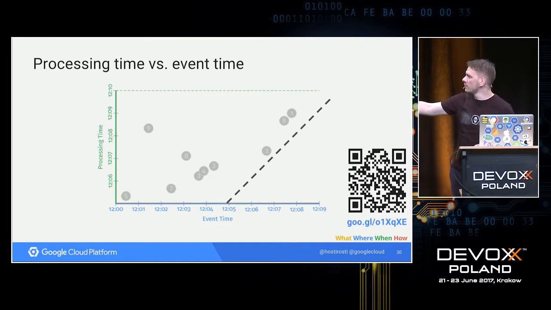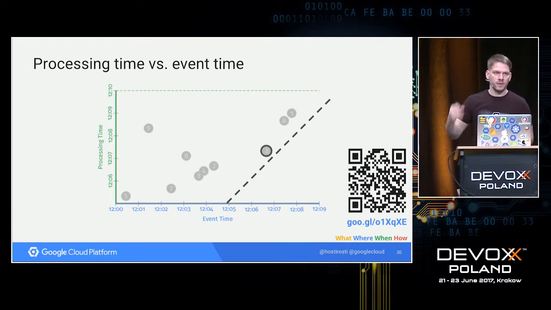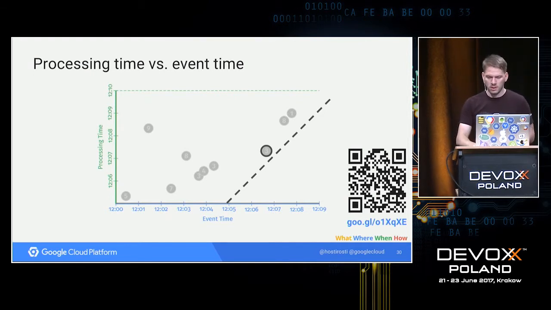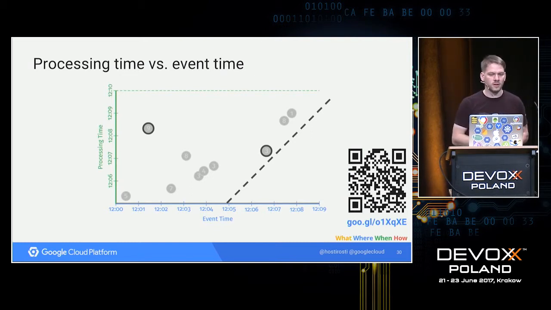Now, if our events are very close to this line, that means the delay between when the event has happened and when the event is being processed is very low. As we see here, with the number 9, this event happened around 12:01 and comes into our system around 12:08 for being processed. So there's a 7-minute delay for this event being processed.